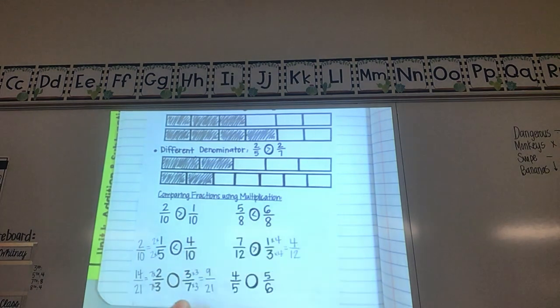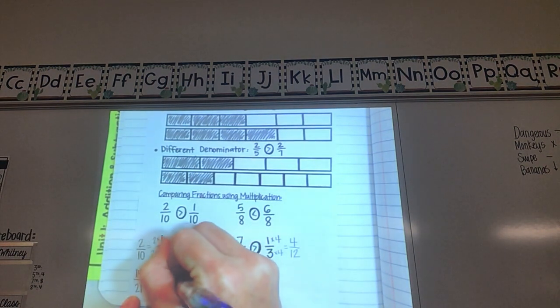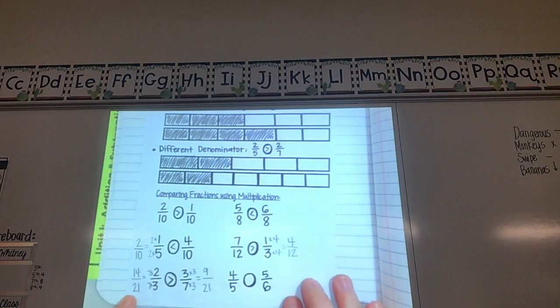And look, we have solved our problem because now our bottom numbers are the same, 21 and 21. Now, just looking at our top numbers, we have 14 21sts over here and 9 21sts over here. Which one would be more? 14. So our alligator mouth goes that way. Let's try one more like that.